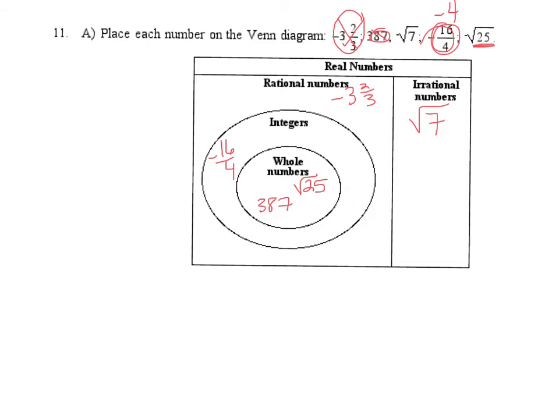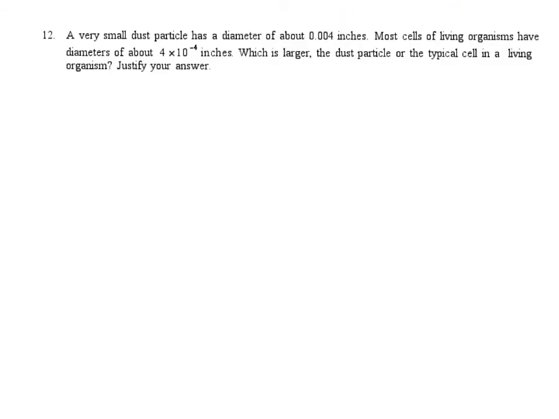The next question is number 12, and it says that a small dust particle has a diameter of this many inches. Most cells have diameters of this many inches. Which is larger? Well, right now I can't compare because one is in standard notation. Remember, this is called standard notation, and this one's in scientific. So in order to compare, I need to have them both in standard.